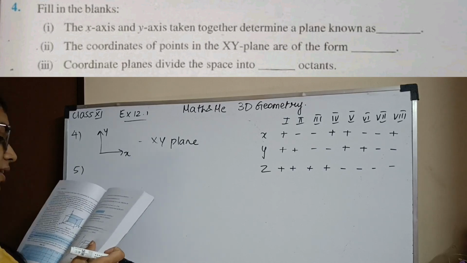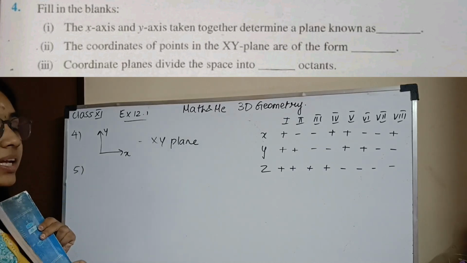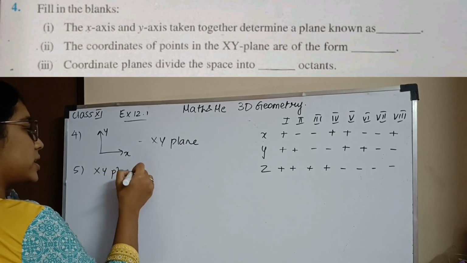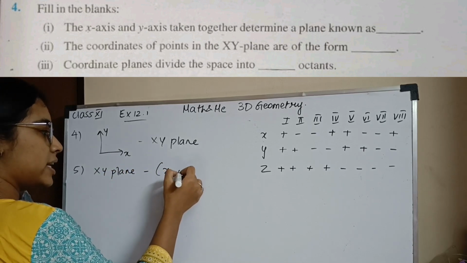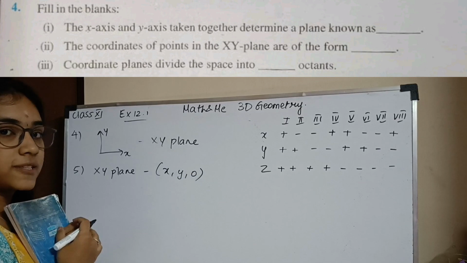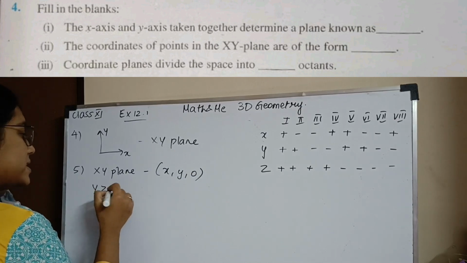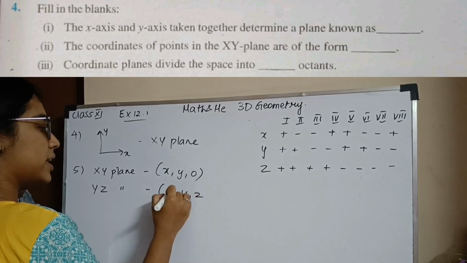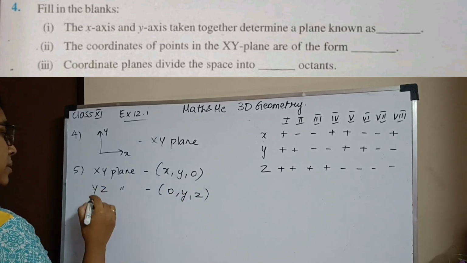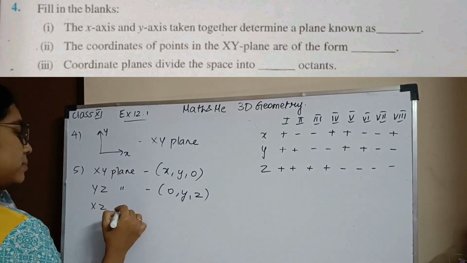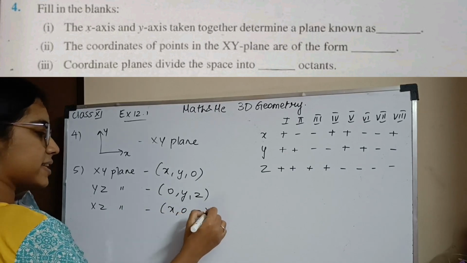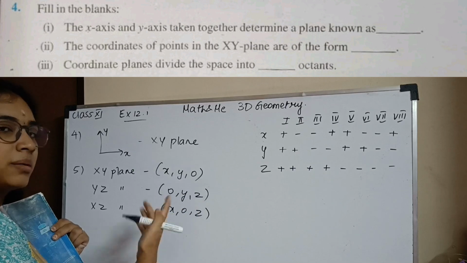5th question. The coordinates of a point in the xy plane. How will it be in the xy plane? I just told you. In the xy plane, I'll have my x coordinate, y coordinate, but no z coordinate. Similarly, in the yz plane, I'll have my y coordinate, z coordinate and no x coordinate. Okay. Always remember. For the xz plane, I'll have my x, no y, and z. This is not asked in the question, but you should know it.